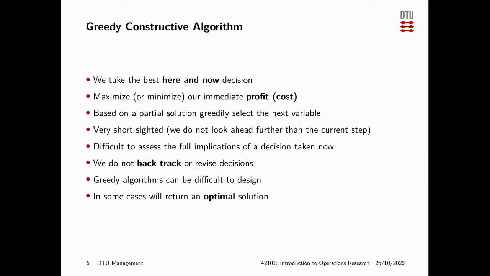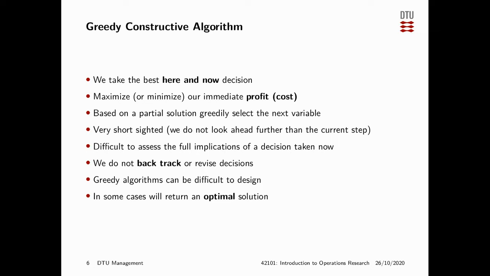So what is a greedy constructive algorithm? Well, it simply takes the best here and now decision. So it will maximize or minimize your immediate profit or cost depending on what your objective function is. Based on the partial solution, remember the constructive algorithm is iteratively building you a solution. So at a particular iteration, you will have a partial solution. Based on that partial solution, you will greedily select the next variable.